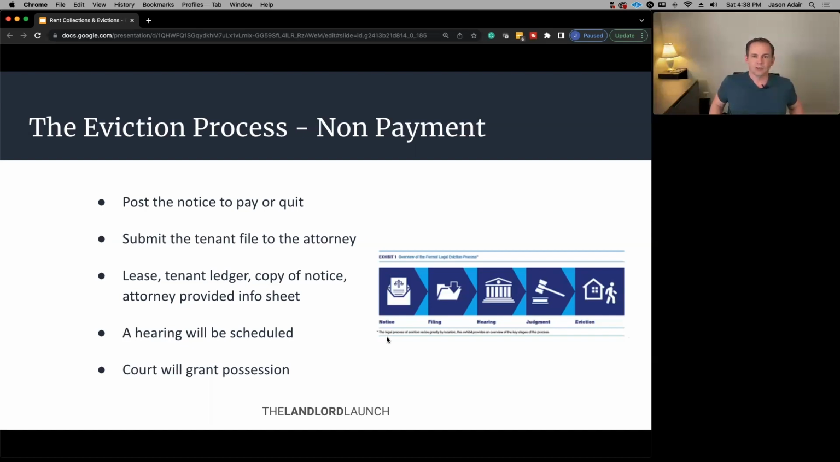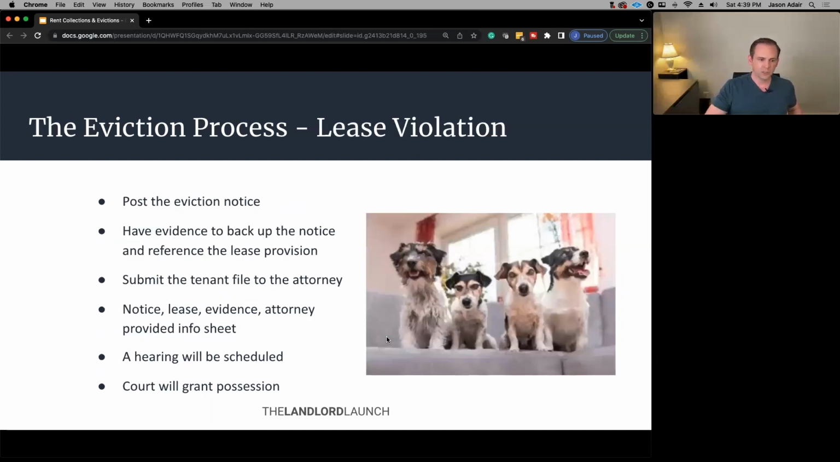They sit there and holler about, well, all my stuff's here. What do I do? Where do I go? Well, it's not like you didn't know this was coming. The judge was very clear on that. But that is generally what the eviction process looks like as it goes through the non-payment. And it's similar with the lease violation as well. Let's take a look at that.